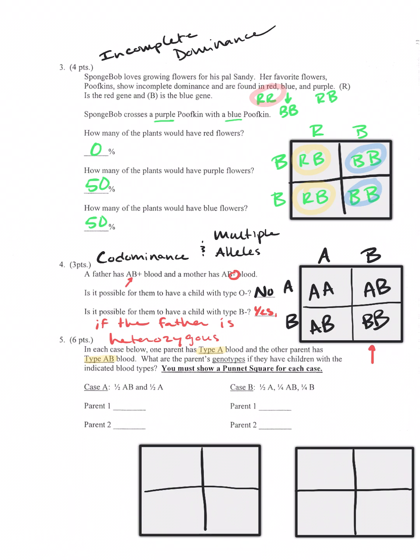So in case A, half of their offspring have type AB blood and half of their offspring have type A blood. Because none of the children have type B blood in this instance, the likely genotypes for this are AB and AA, and we can confirm that by completing a Punnett square. So let's put AB on the top of our Punnett square and then AA on the side and see if this gives us 50% AB and 50% type A.